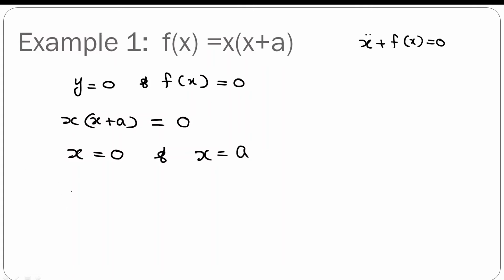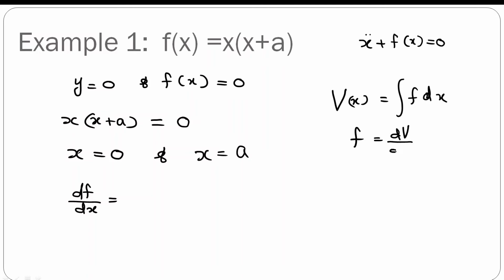Now let us calculate df by dx. We know that V of x is taken as the integral of f dx, so that f will be dV by dx and df by dx will be d square V by dx square, the second derivative of V. We can calculate the maximum and minimum of V from this relation. Here df by dx is 2x plus a.